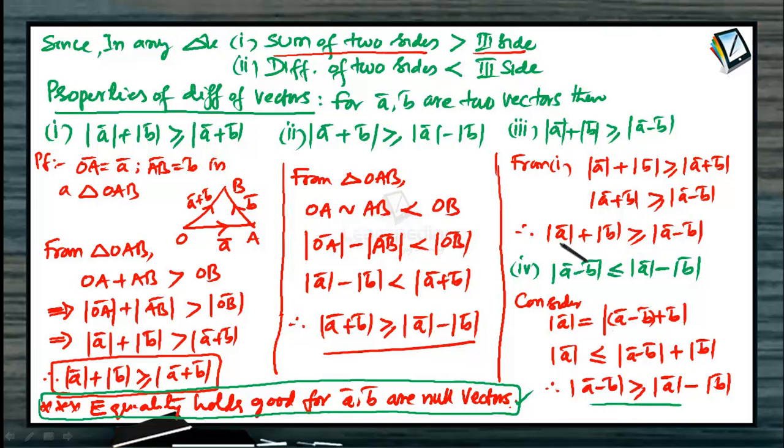So this is proved, and this is proved, and this is proved. These are the properties based on the properties of the sides of a triangle with the third side: the sum of two sides is more than the third side, and the difference of two sides is less than the third side.